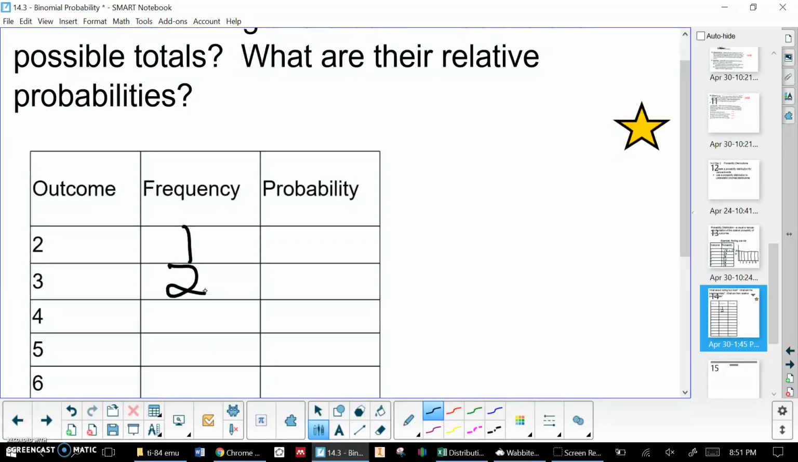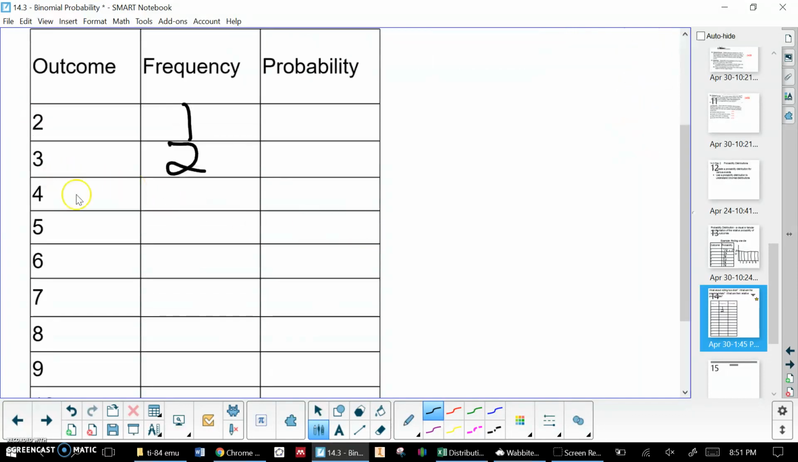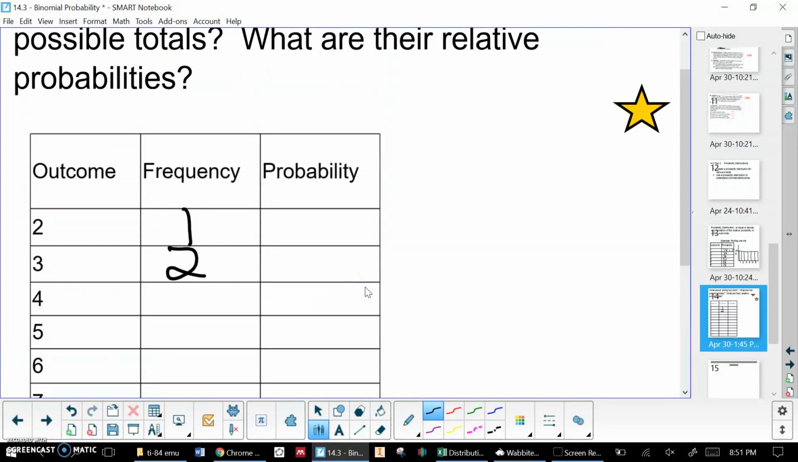Pause the video for just a second, take some time, think about how many ways you can get each of these other outcomes. How many ways can you get a 4, a 5, a 6, a 7, 8, 9, 10, 11, and 12? So hopefully you thought about that a little bit.